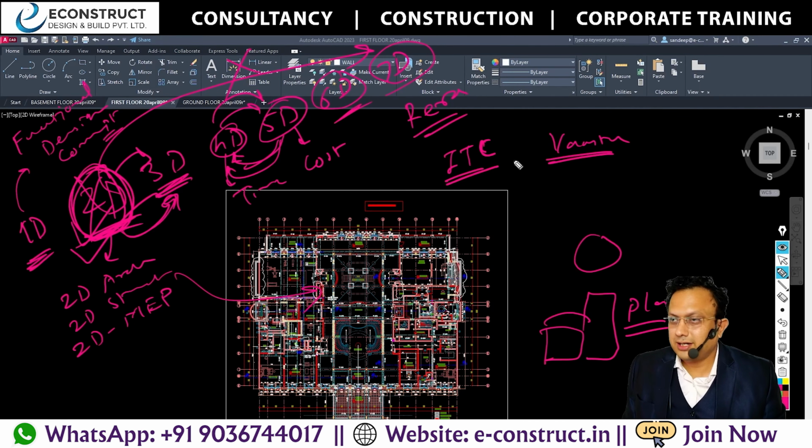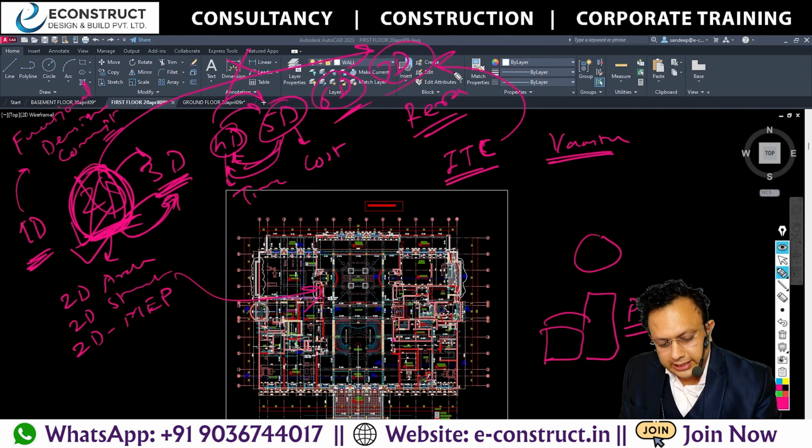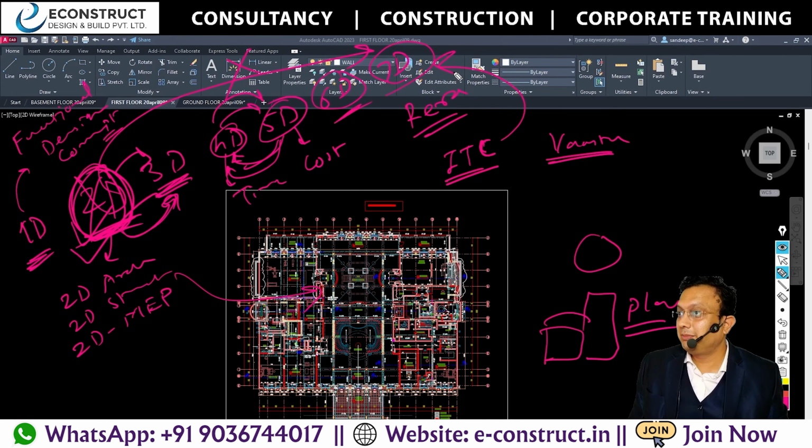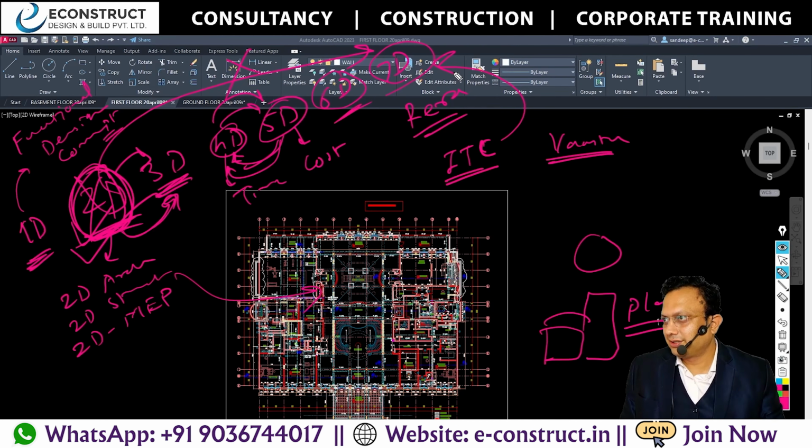So he told us that very few buildings are getting done till the 7D. But the builders or developers who have done it till the 7D were able to close the project on time, on budget, and within the money they had estimated. There was no huge variation or deviation.